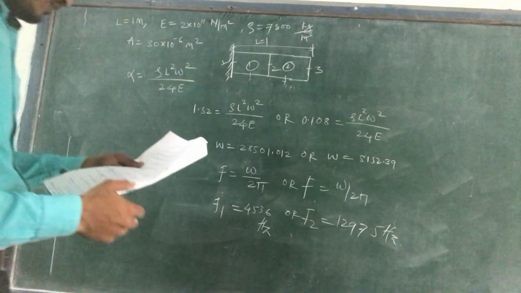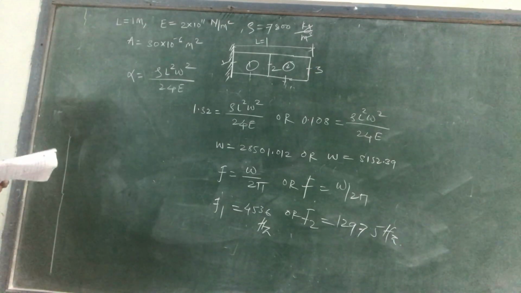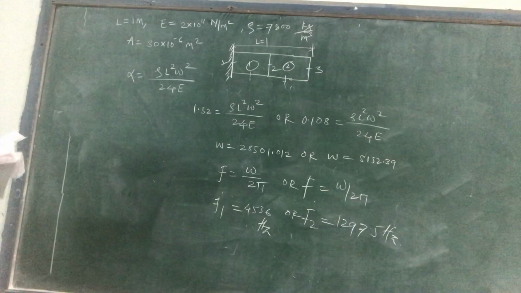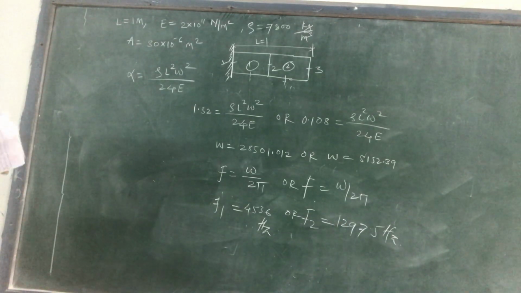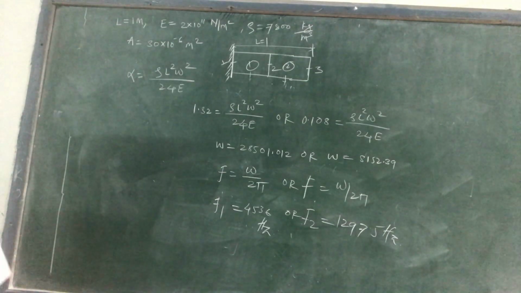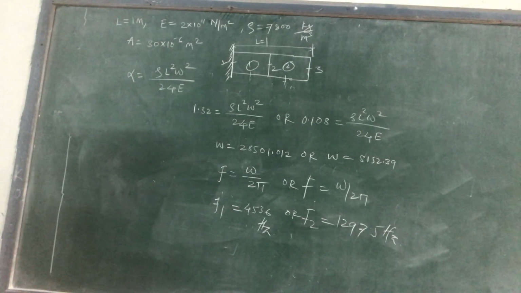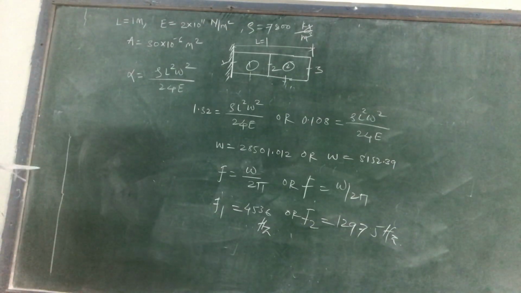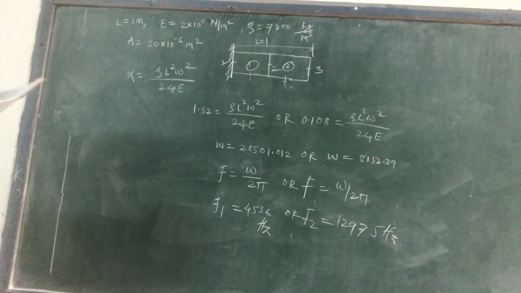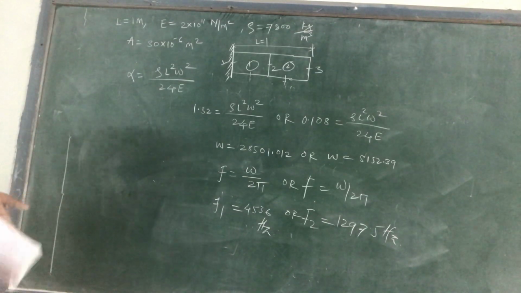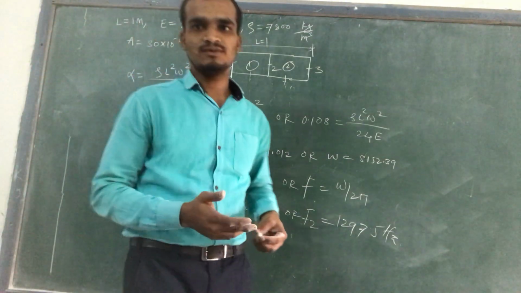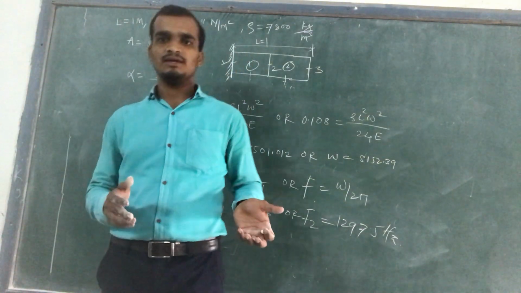Okay, so in this way you will get these two frequencies: the frequency of the first mode is equal to 4536 Hertz and of the second mode is equal to 1297 Hertz. This is the example in which we have applied our vibration analysis process to get the frequency values. Okay, so in this way you can proceed. So here I am concluding this lecture, and in the next lecture we will see another example. Thank you.